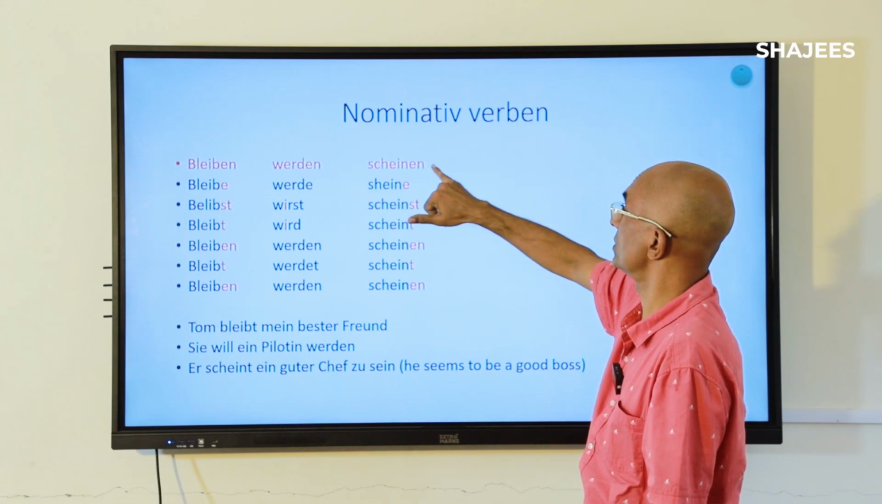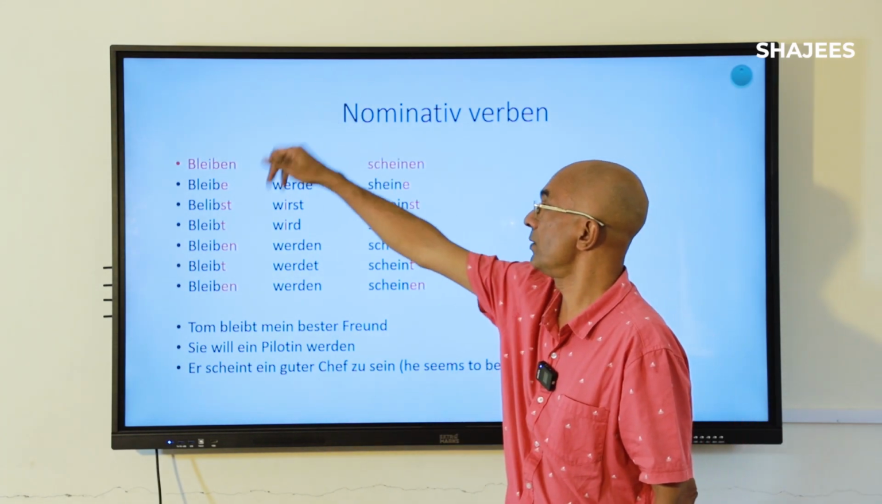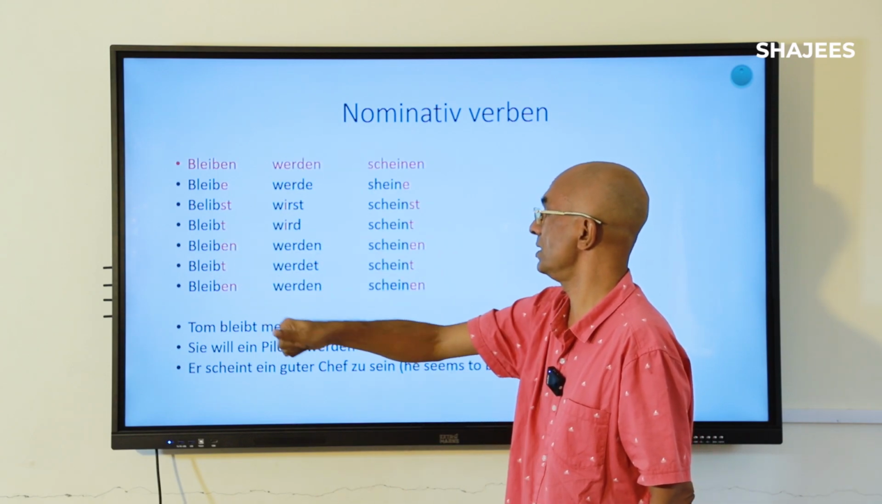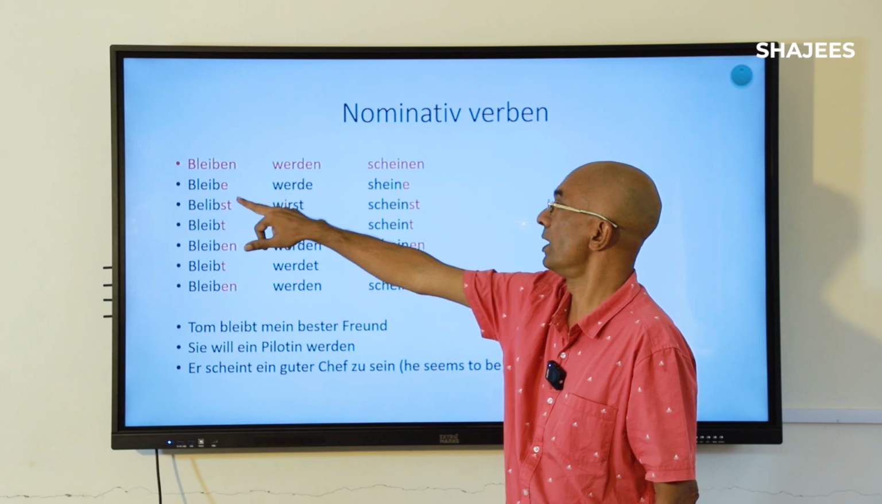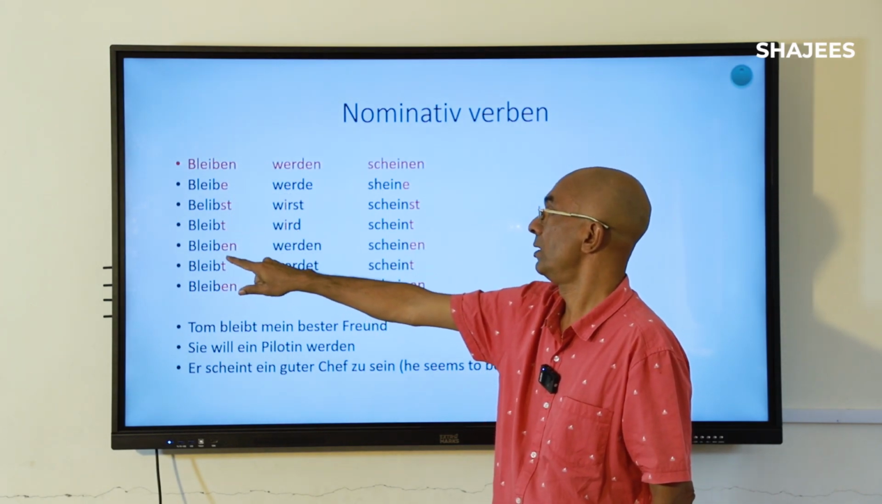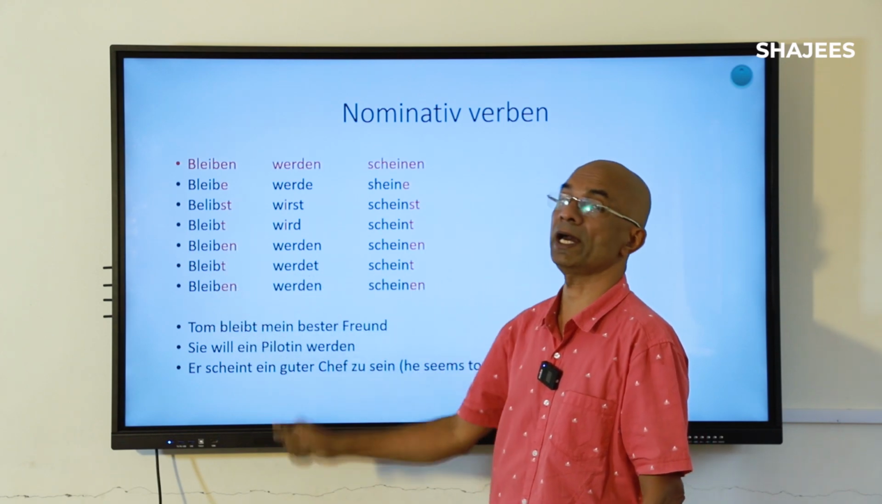Werden, how can we conjugate? Scheinen, how can we conjugate? Okay, for example, bleiben, same as we are: e, st, t, en, t, en. So, bleiben: ich bleibe, du bleibst, er/sie/es bleibt. Okay, wir bleiben, ihr bleibt, sie bleiben.